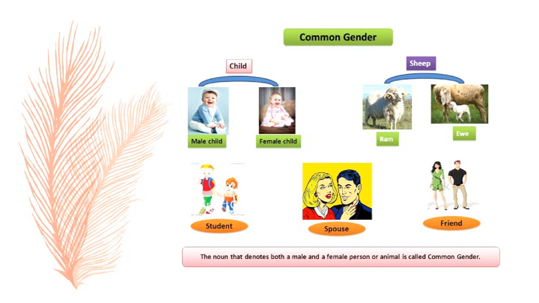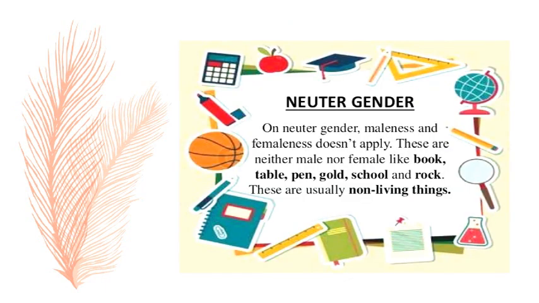Alright, let us see next. Now comes the fourth category of noun in terms of gender. Neuter gender. Neuter means basically non-living things. Okay? On neuter gender, maleness or femaleness doesn't apply. These are neither male nor female. Like book, table, pen, gold, school, rock. So any non-living thing comes in neuter gender nouns.